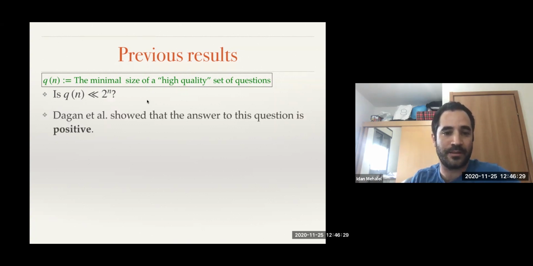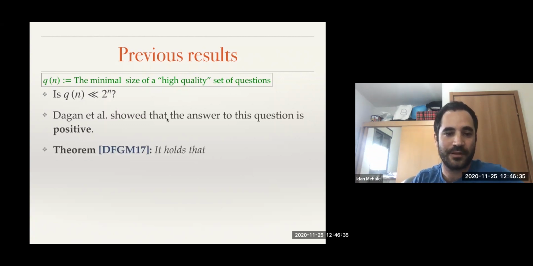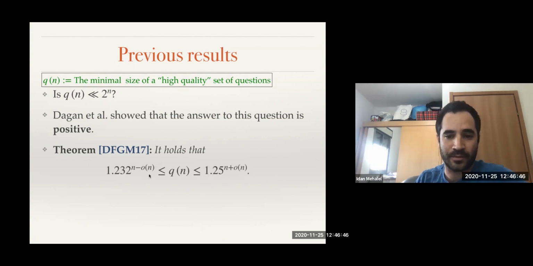So in the paper 20 Simple Questions, Dagan et al. showed that the answer to this question is positive by showing the following theorem, that Q of n is at least 1.232 to the n and at most 1.25 to the n, up to some sub-exponential factors, which we do not care about. We are interested in the base of the exponent of Q of n for different values of n. So they show that it is at most 1.25 to the n, so it's much smaller than 2 to the n, and it has to be at least 1.232 to the n.